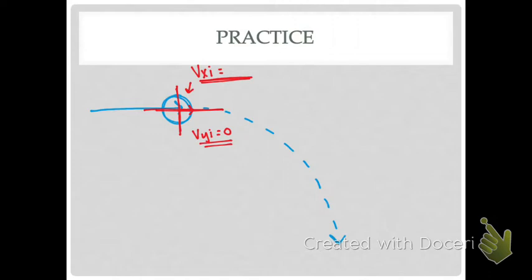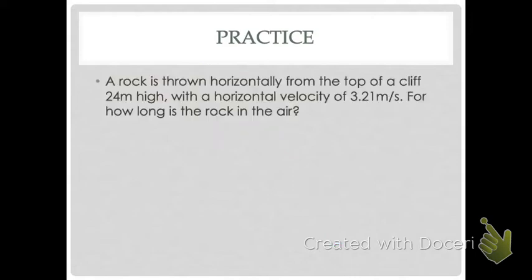So we've got to read our problem really carefully, right? And when it says it is thrown horizontally from a cliff, that tells us that the velocity that we're given is going to be horizontal velocity only. It will have no vertical component. Okay, so let's go ahead and start looking at this next problem here, reading our problem really, really carefully.